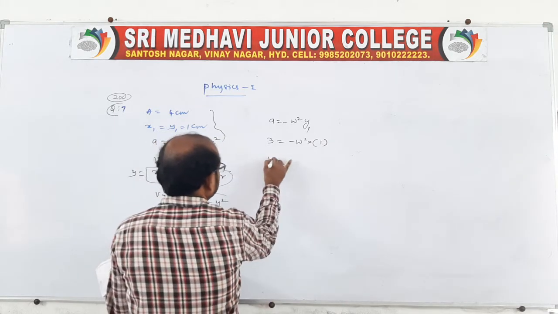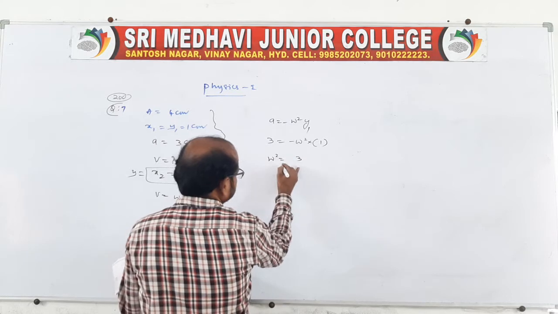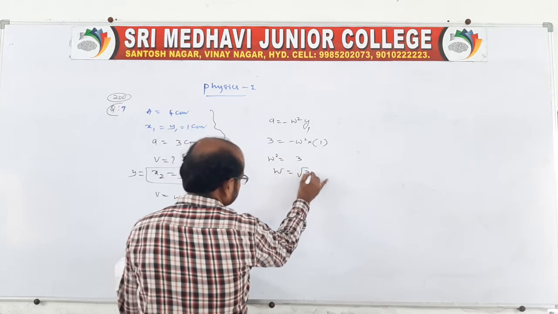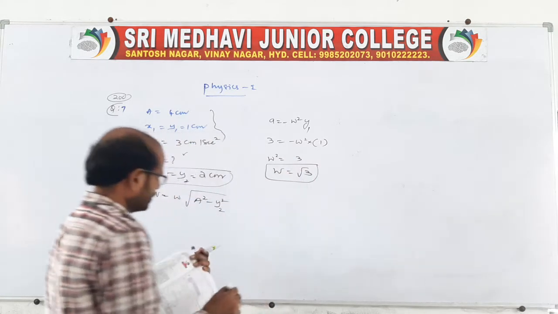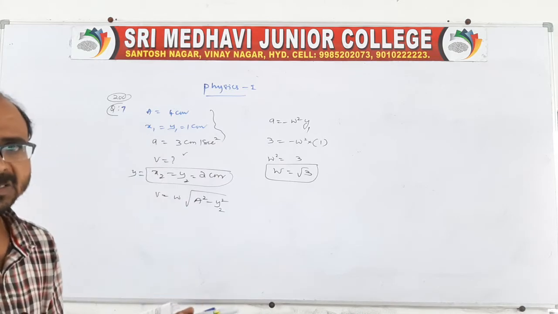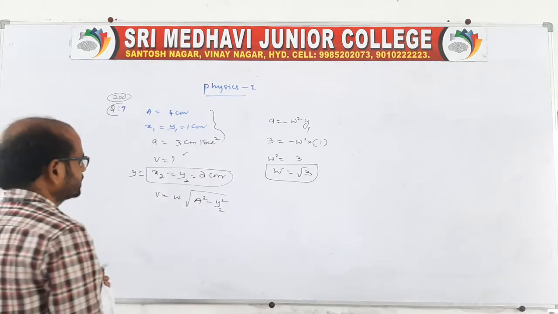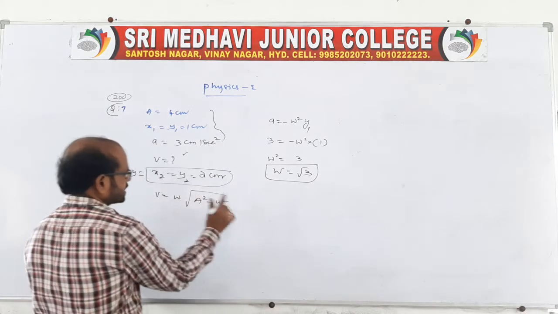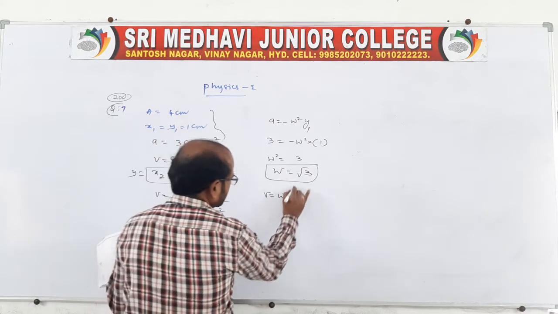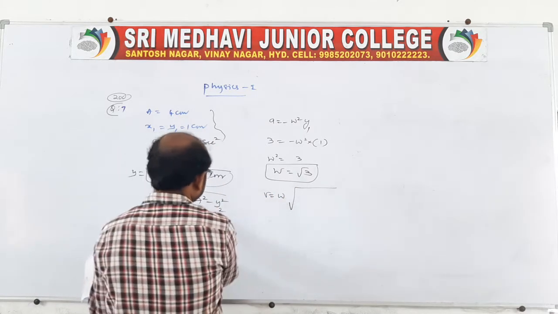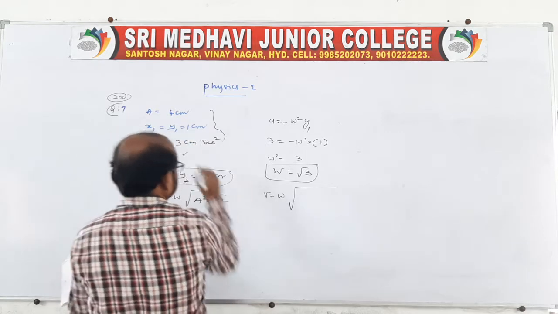Therefore, omega square is equal to 3. Then omega is equal to root 3. This is the value of omega. Now we know omega, and we are asked the velocity at a distance of 2 centimeter. V is equal to omega root of a square minus y square. In this case we know the values.